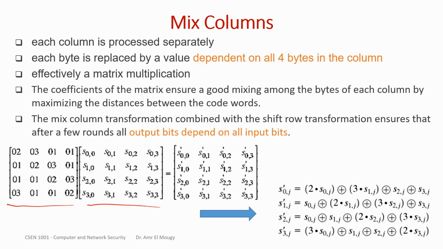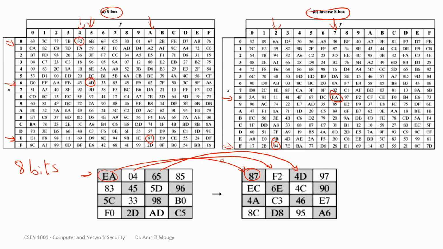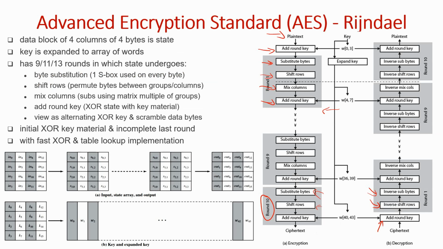They are not dependent on the key. If we go back to the structure, you'll see that in each round, the only operation that is dependent on the key is add round key. This is the only one that is dependent on the key. Substitute bytes is stable, shift rows is stable, mixed columns is stable. Only the add round key functions depend on the key.